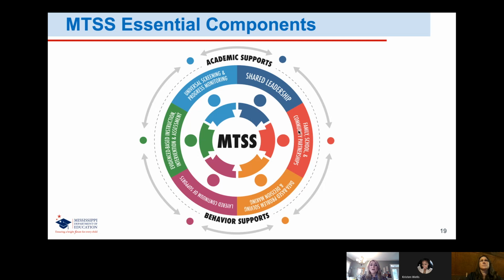So this is the graphic that we have at the department when we talk about MTSS, and it just shows all of the components that we have. And you see here shared leadership, which is something that is right in our definition. It definitely encompasses the academic supports and behavior supports, and you see how it is just a wheel, a circle, and we have to have all of the components for MTSS to be effective.